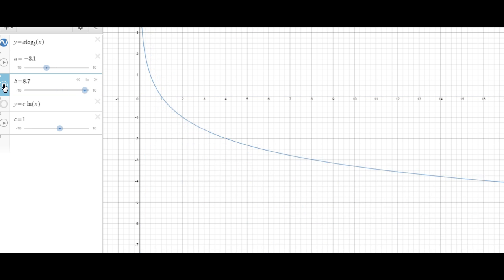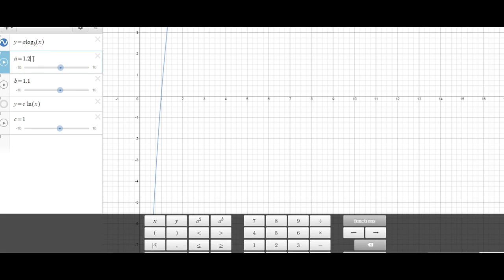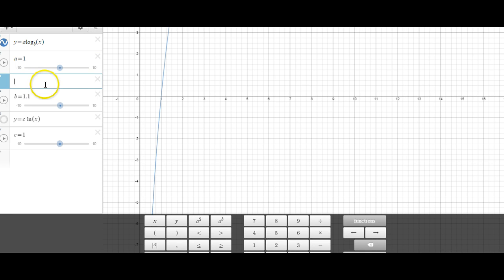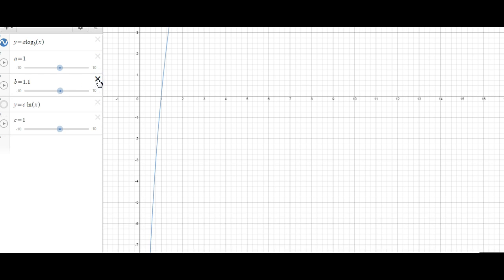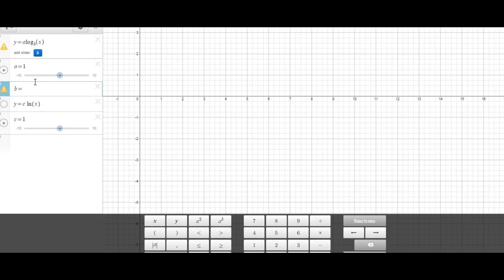But okay, let's stop playing this. So there's log base 10, but the a value. Let's reset a to 1 by typing in the value 1, and getting rid of that because I don't want that. And the b value, here, let's set it. Now we can't have 1 for a base. Let's put in 2.